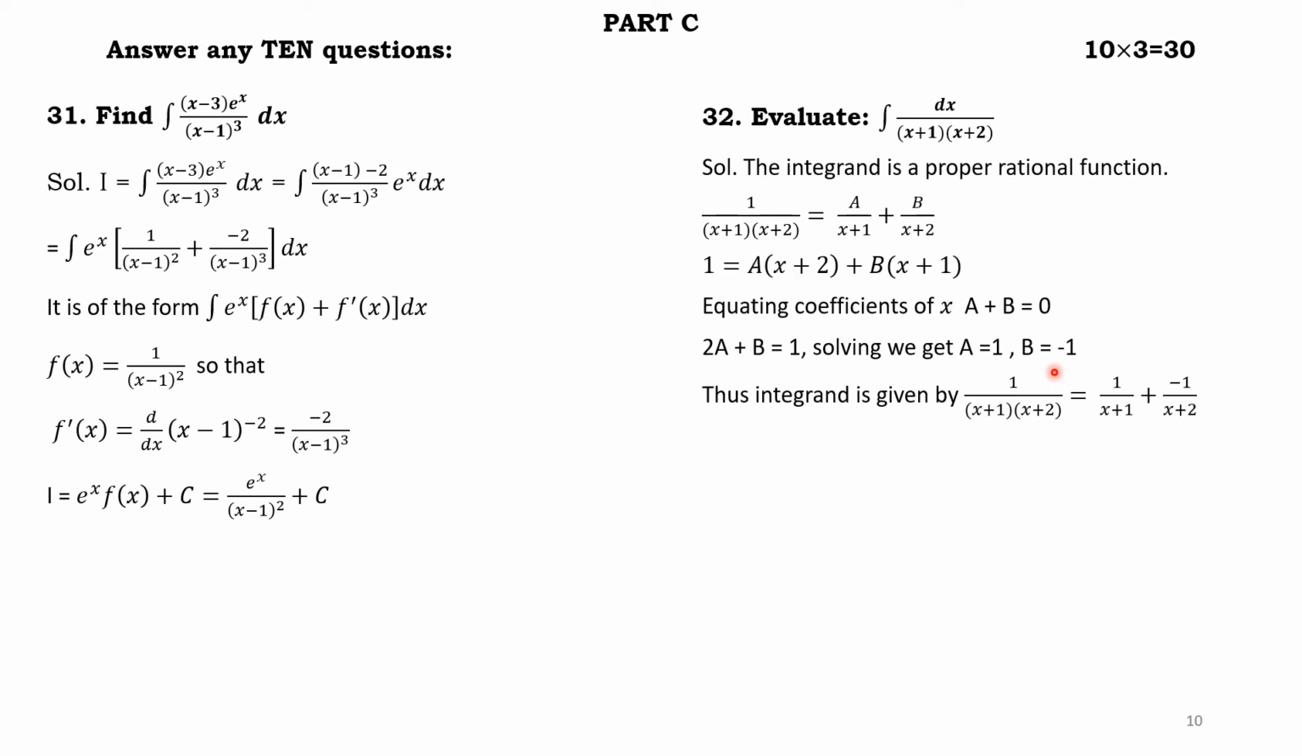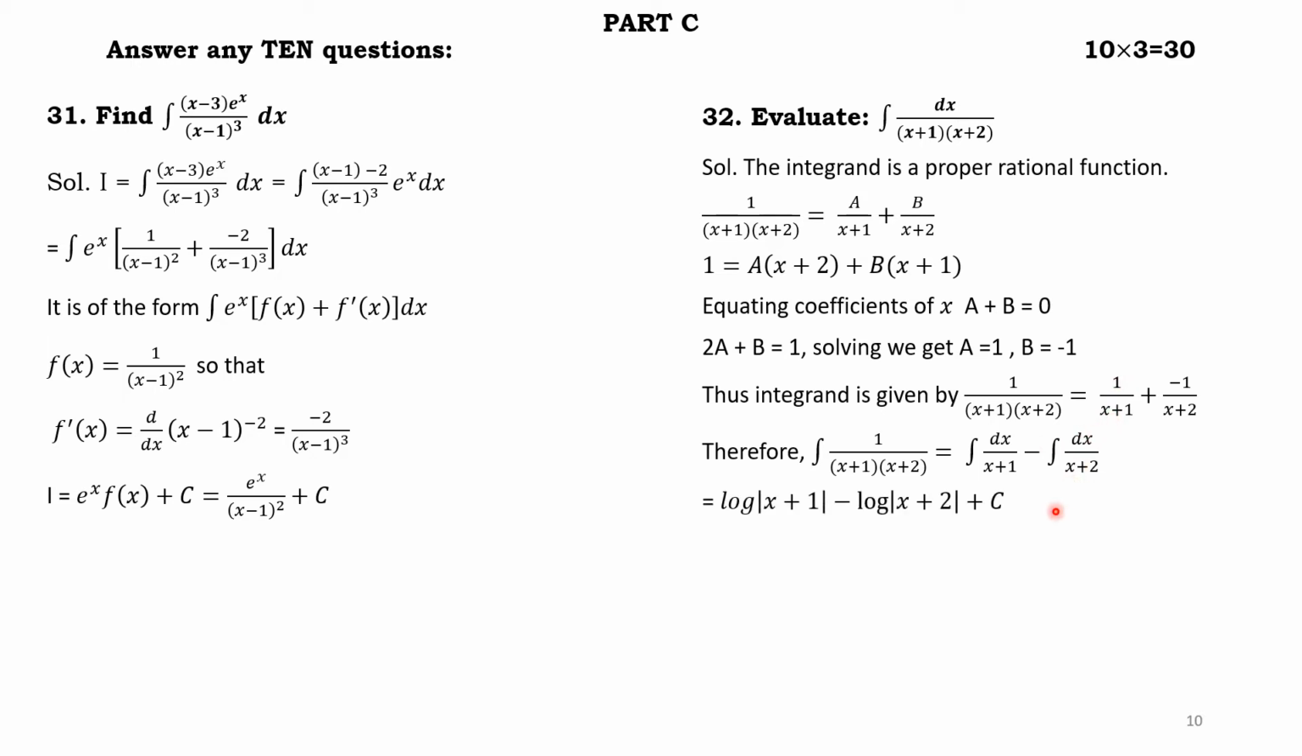Therefore, the integrand 1 over x plus 1 into x plus 2 equals 1 over x plus 1 minus 1 divided by x plus 2, because b is minus 1. And now we will take integration. Therefore, the integral of 1 over x plus 1 into x plus 2 is equal to the integral of dx by x plus 1 minus the integral of dx by x plus 2.